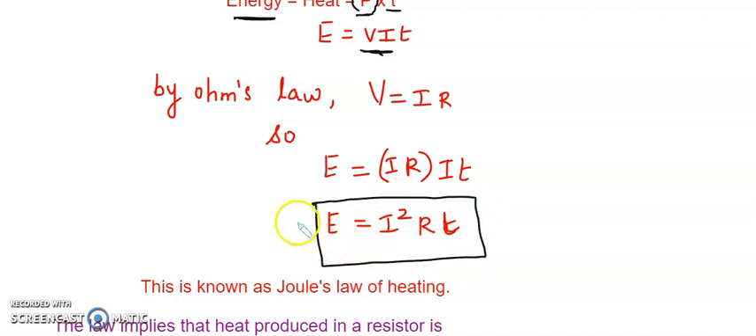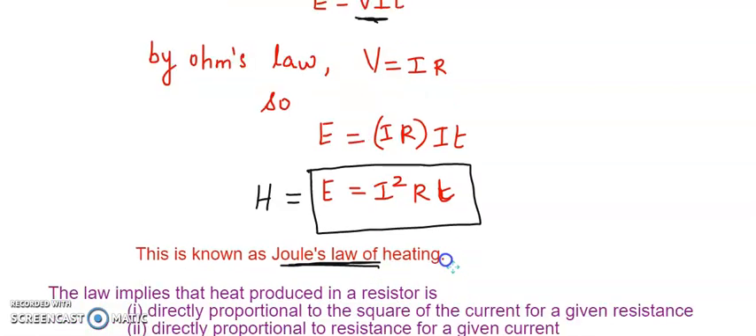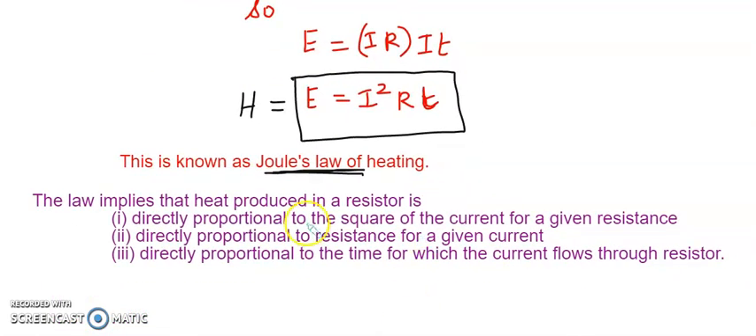Now here we can say E, or it can be H, because the energy which is released is always in the form of heat. So heat energy is equal to I square RT, and this law is called Joule's law of heating. What does Joule's law of heating say? The amount of heat released by the resistor is directly proportional to the square of the current for a given resistance, directly proportional to the resistance for the given current, and the time taken.